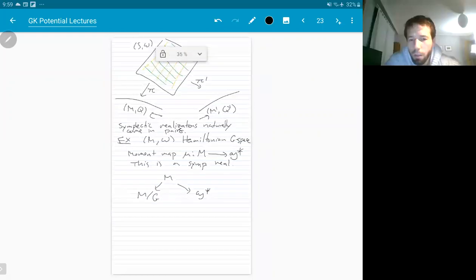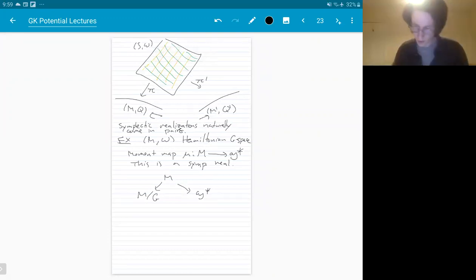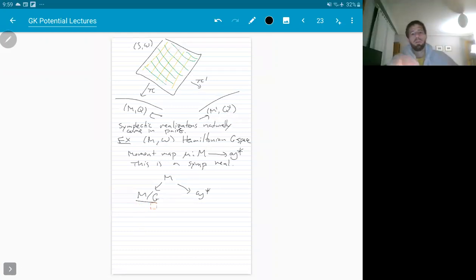Do you mean the symplectic quotient or M mod G, the M quotient? Not the symplectic quotient, literally M mod G, because this is a Poisson manifold. Okay, thanks. Yeah.